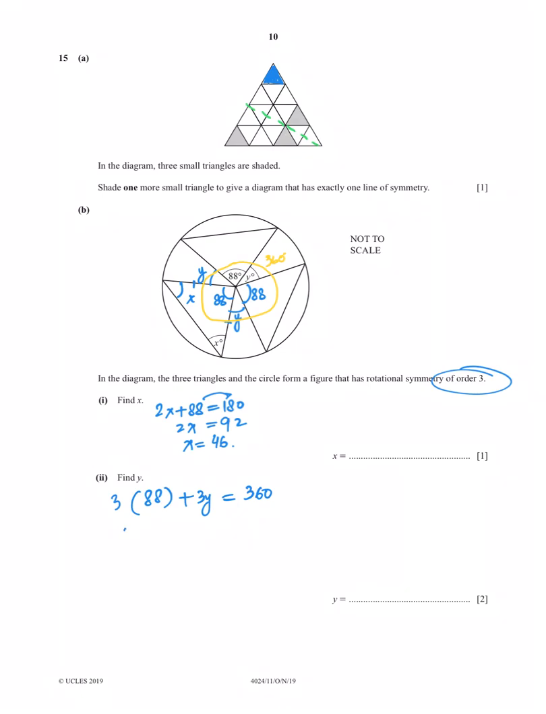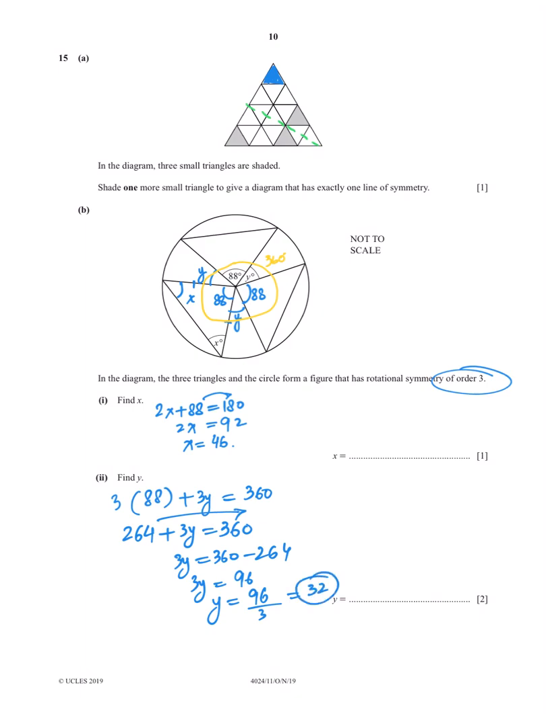88 times 3 gives 264, plus 3y equals 360. When you shift 264 to the right side, it is subtracted from 360. 360 minus 264 gives you 96, and y equals 96 divided by 3, which equals 32, and that is the value of y.